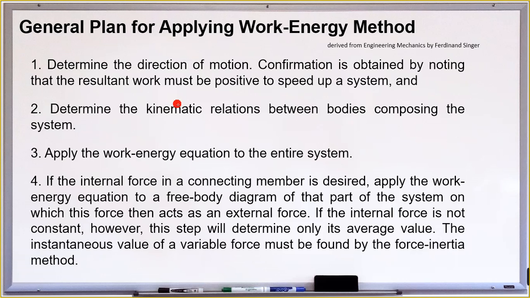If the internal force is not constant, however, this step will determine only its average value. What I showed you earlier applies if the tension is constant. That assumption is valid if the cord does not stretch, if it is not elastic. But if it is elastic, the magnitude of the tension in the link will vary. So therefore, it is better to use the force-inertia method to know the instantaneous value of a variable force or the acceleration.